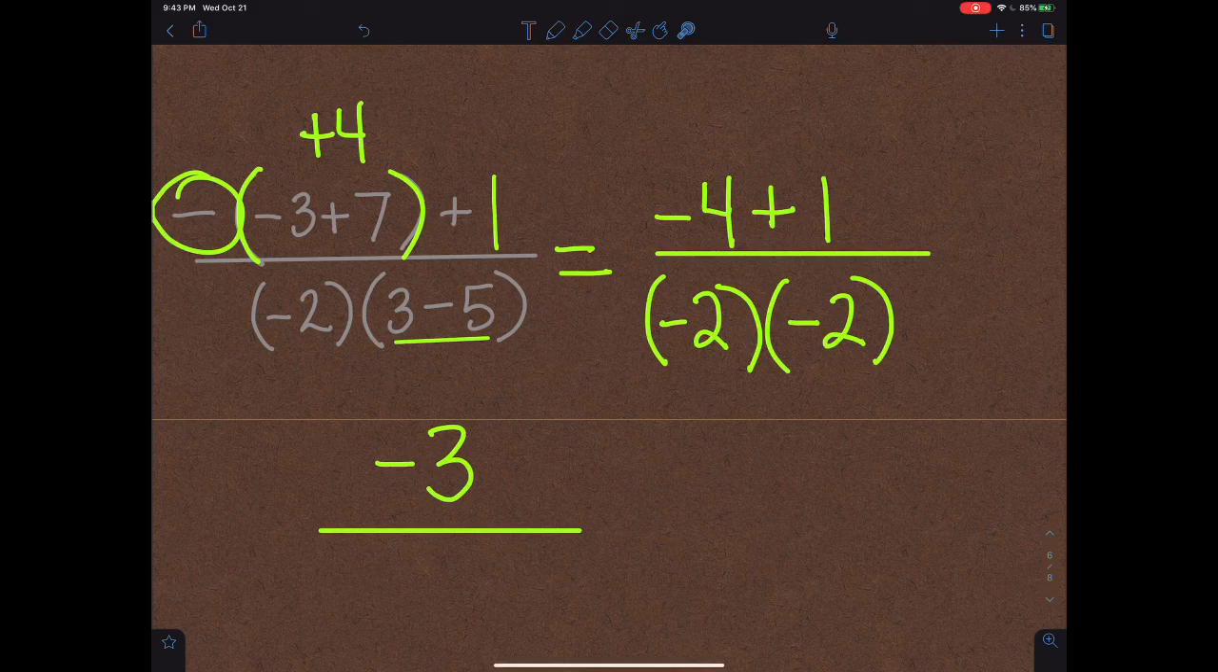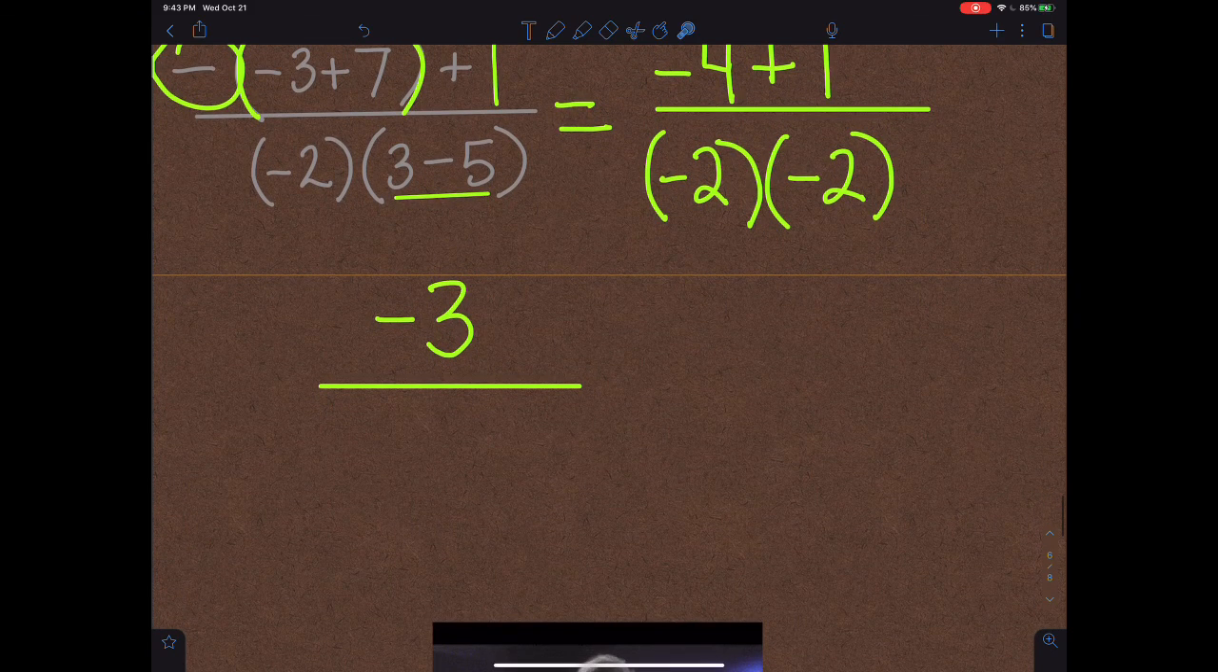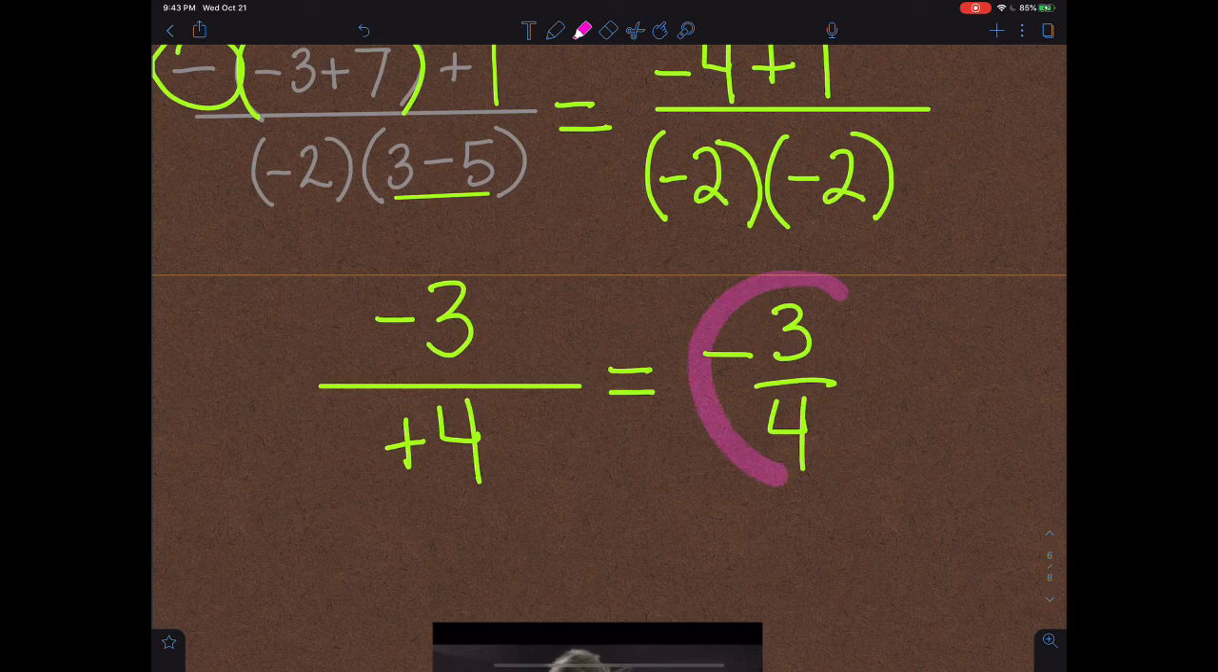And now I'm looking at the bottom over here, negative 2 times negative 2. Well, I know 2 times 2 is 4, and 2 negatives make a positive, so it's just going to be positive 4. Now, when you have a negative and a positive, the answer is going to be a negative number. So the answer is negative 3/4. And that is the final answer. Let's see if I got it right. It's number 28. Yes, that is correct.